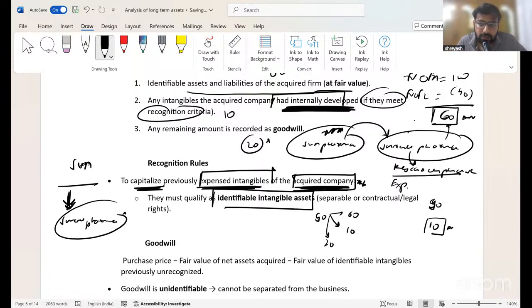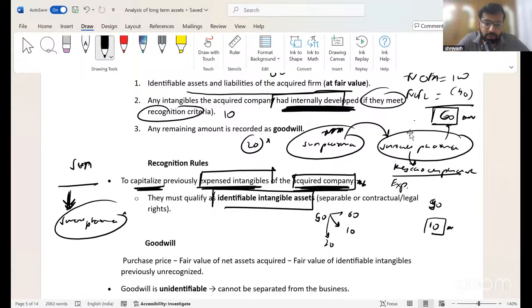मतलब सन फार्मा का जो रिसर्च है, it should be capable of being separately sold. That's the only time. Sorry, not Sun Pharma, small pharma company. Small pharma company का जो research expense है, that can only be recognized as an asset only if it is capable of being separately sold. That is very, very important.